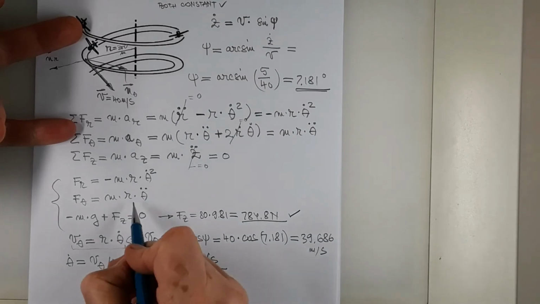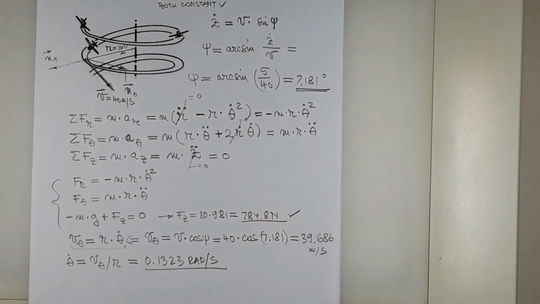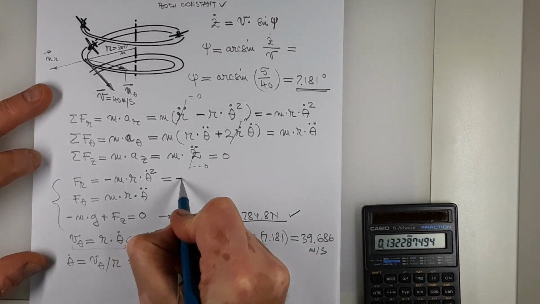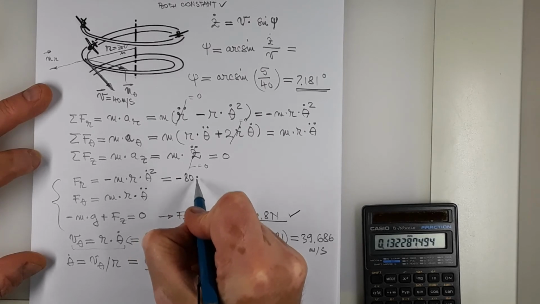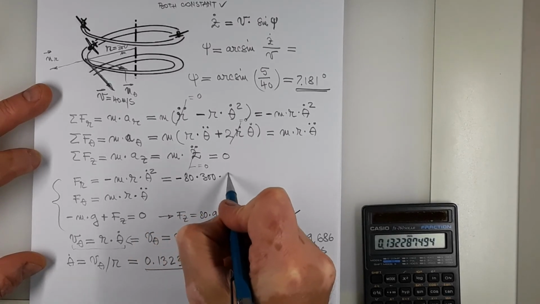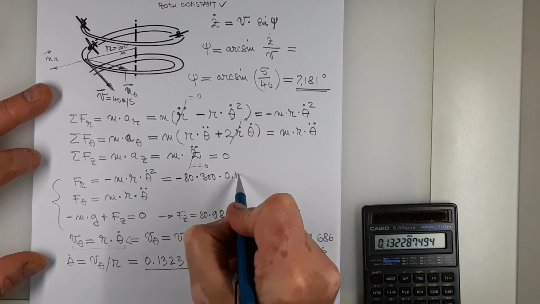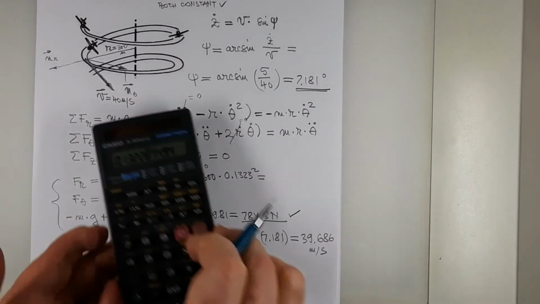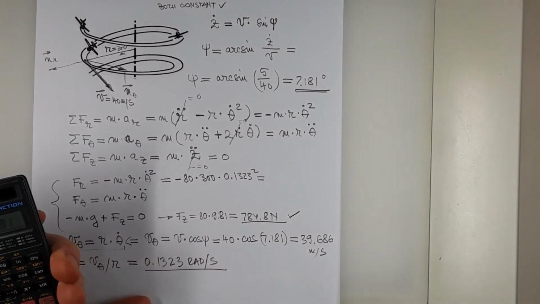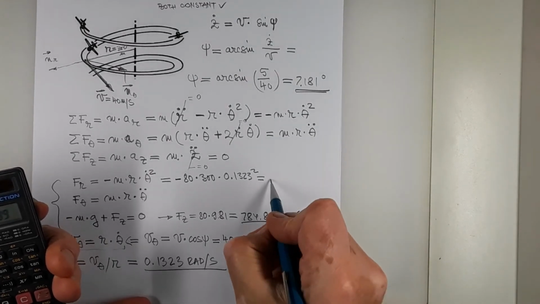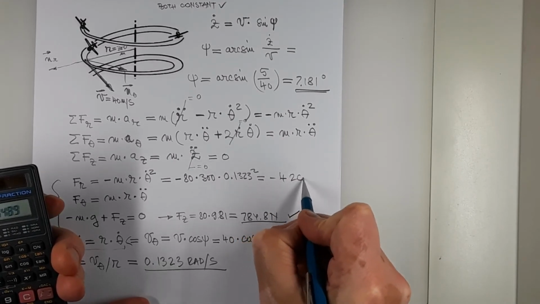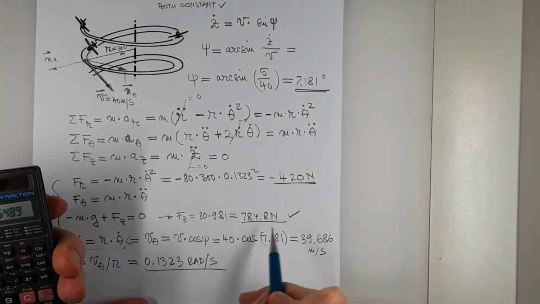Let's see, the theta double dot now, or square. So let me finish this. Okay, so negative mass, that's 80 times 300 times 0.1323 squared. So I square it, times 300 times 80. This is negative 419.99, easily 420 newtons. Okay, so I have the second one.